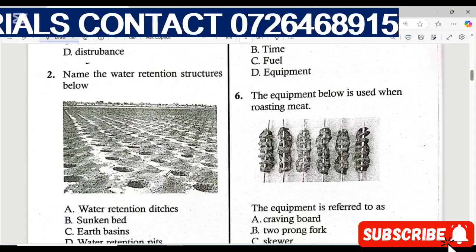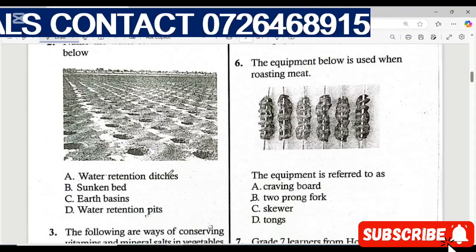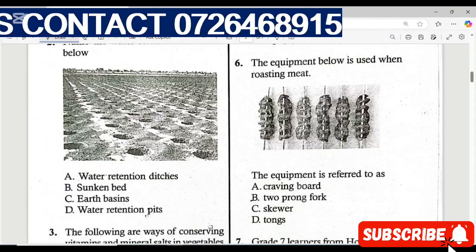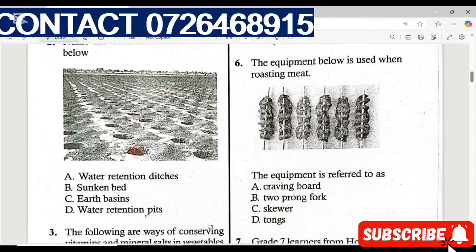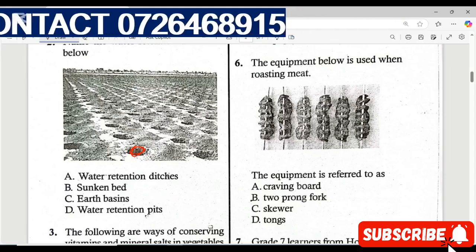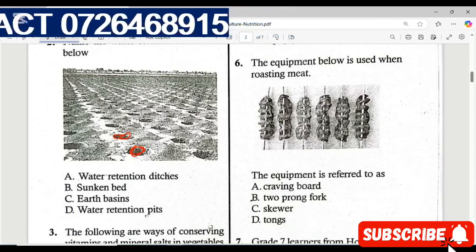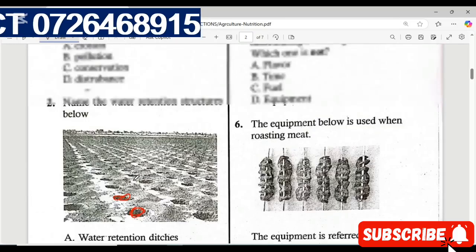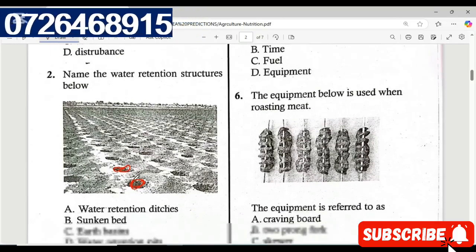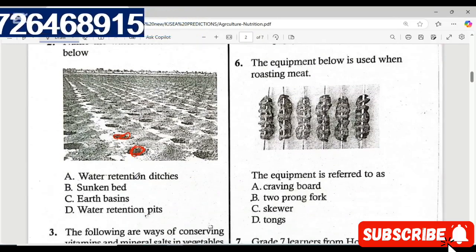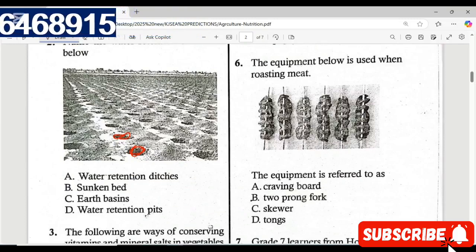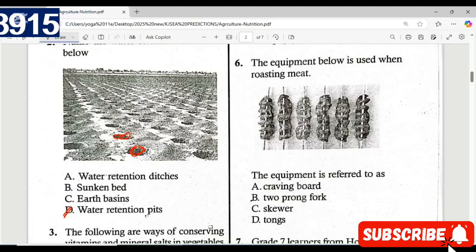Name the water retention structures below. These are holes. This is a hole which has been dug. You can see these are the holes in agriculture. Why do we do that? Name the water retention structures. This one is called water retention pits.